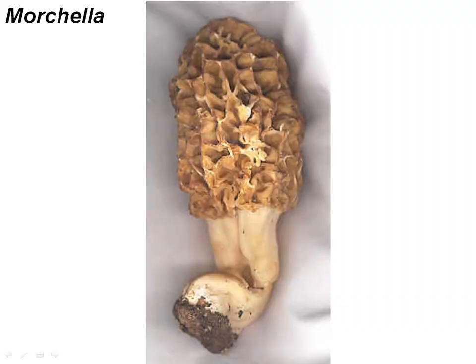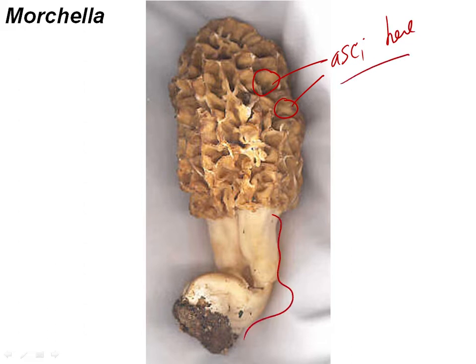Here is a fruiting body of Morchella. This is one of the morels. Many of the morels are subterranean and don't look quite as beautiful as this one, but this is one of the morels. And if we were to look here on these cups, this is where the asci occur. So the asci occur in those cup shapes. And this down here is the vegetative part of the organism, or part of the vegetative part of the organism.